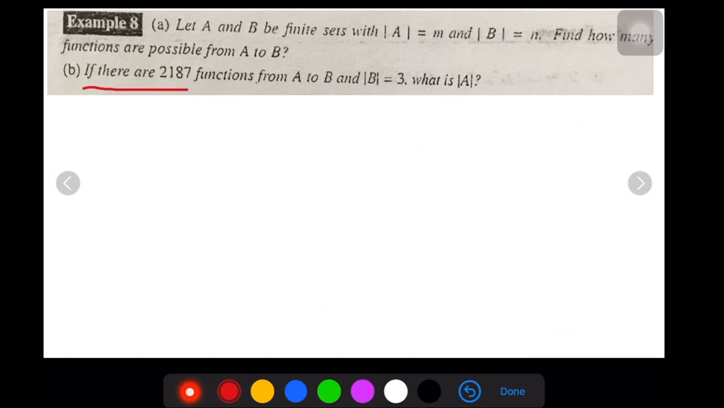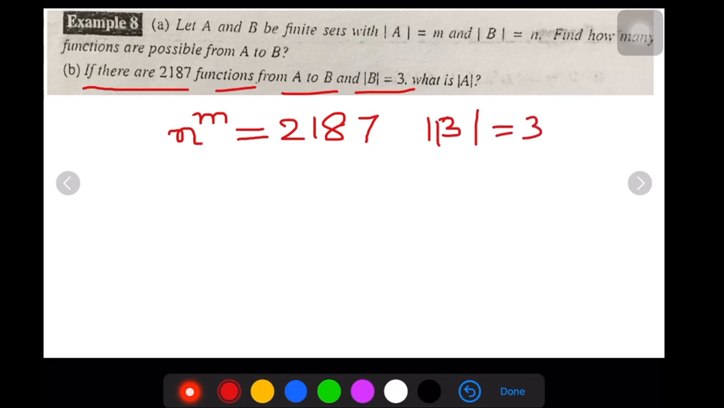The second is: if there are 2187 functions from A to B, that is the total value they have given. So what is the total value formula? There are n to the power of m functions in general. So we equate that to 2187, and mod B is given as 3, and you need to find mod A.